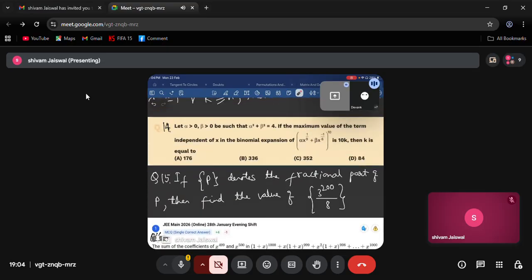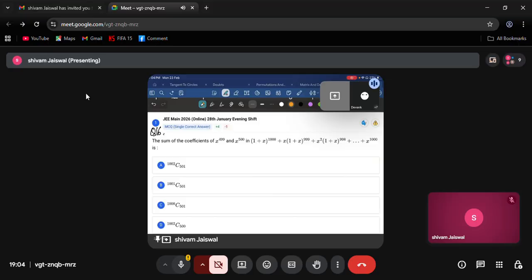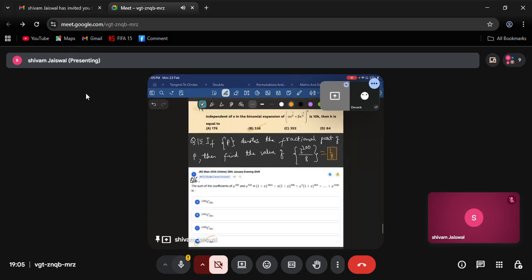Number 14 is option B. 15 is 1 by 8. 16 is 1002 C 500. Tell me. Devang, Raktim, Anandit, Nemel, Socrates, Sarthak. Anything else? Tell me. No, sir. Perfect.